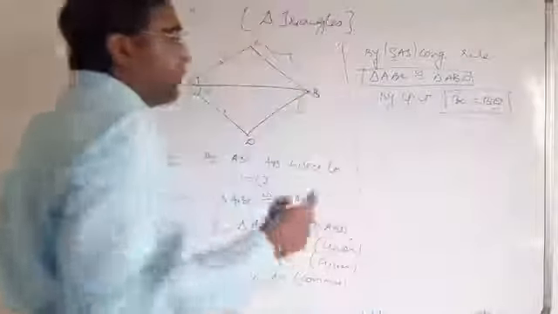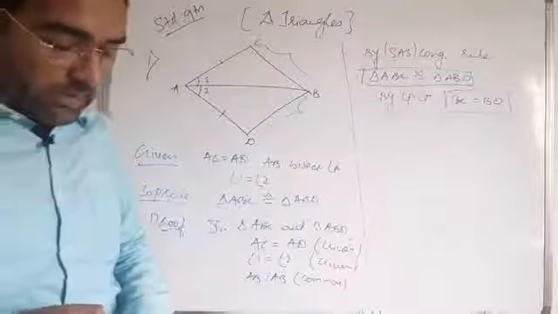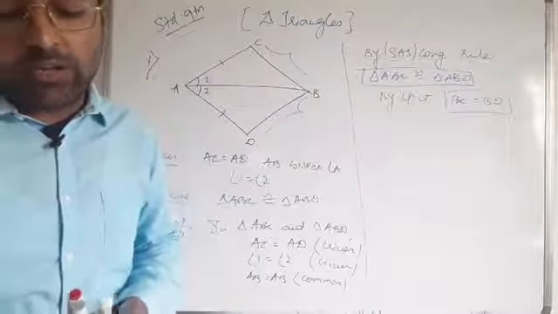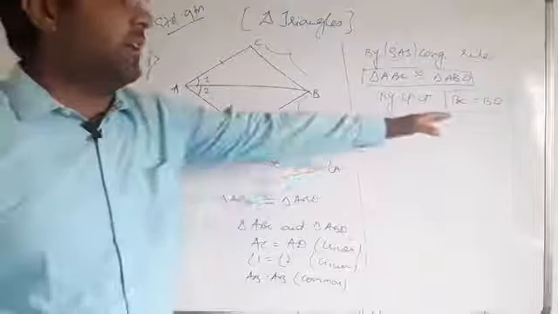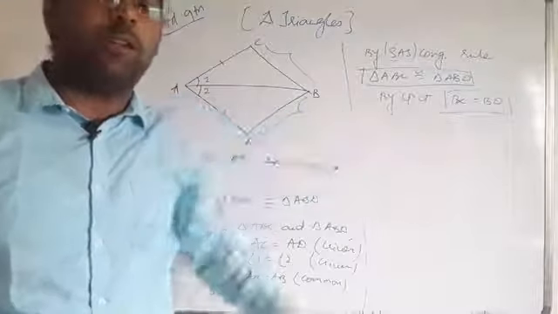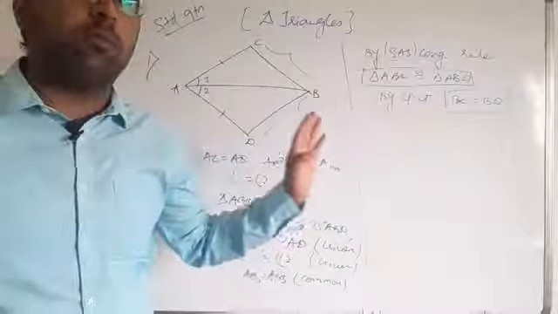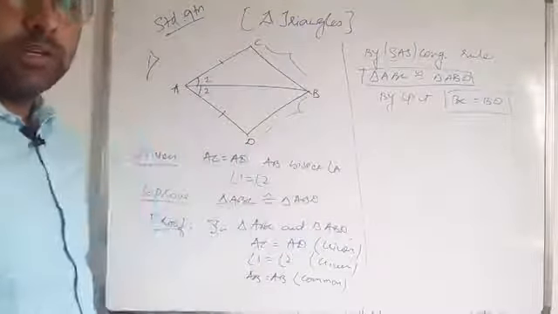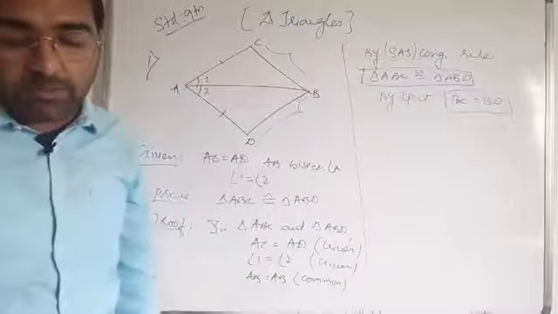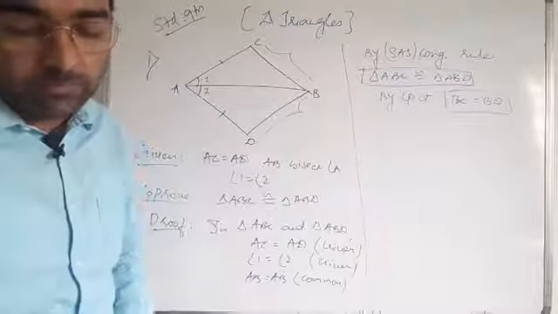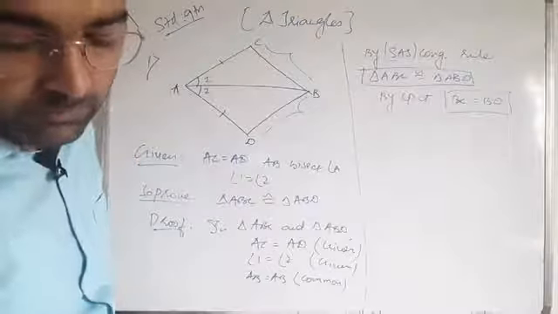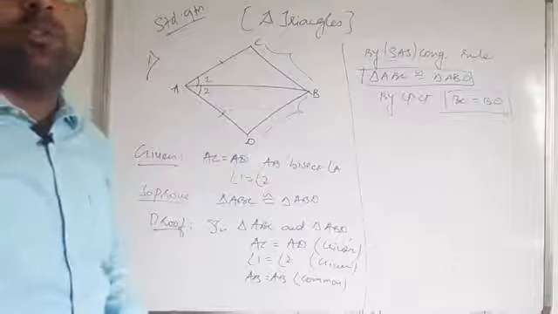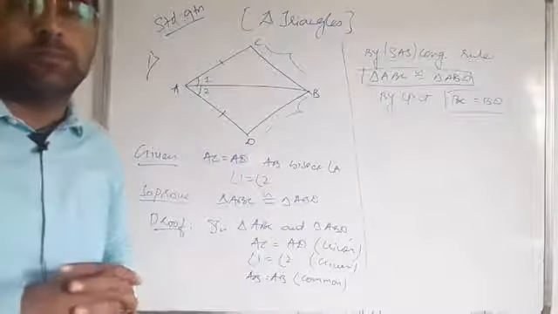In our question, we also asked what can you say about BC and BD? I'll say that BC and BD are equal because these two triangles are congruent. Clear? Please note down that. Note down this please, fast.